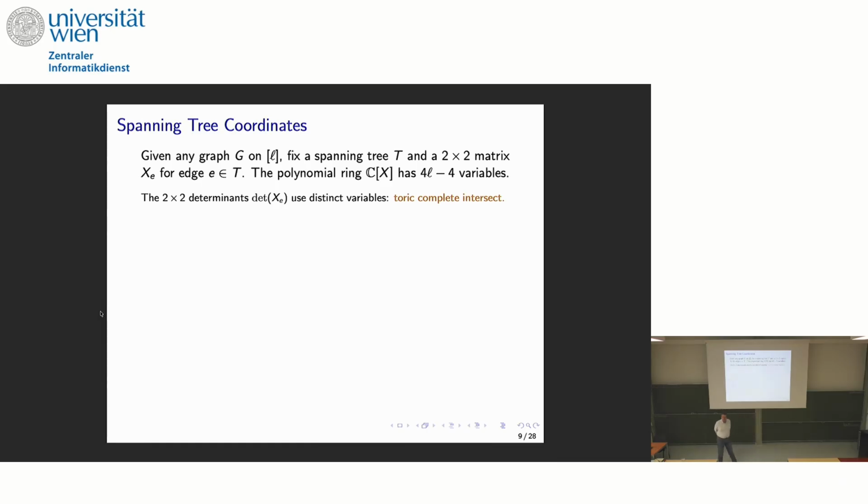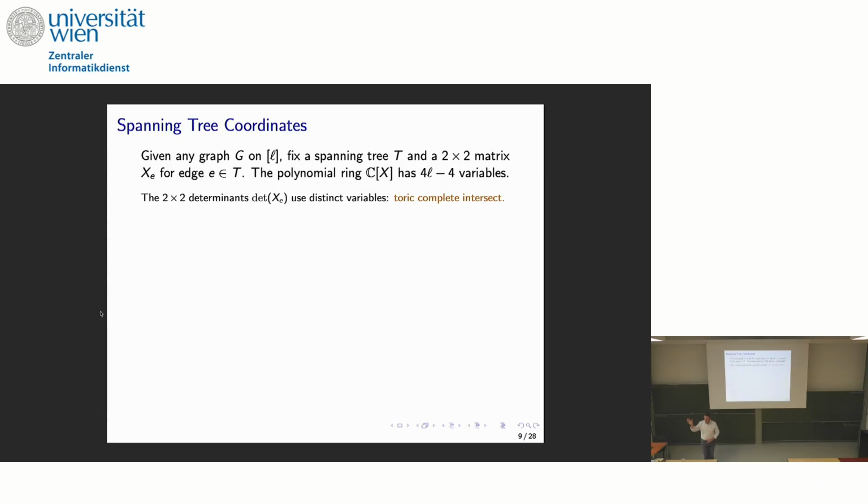Okay. Now, even faster is the following variant. We call this the spanning tree coordinate. So this we found to be the best way for symbolic computation. And it goes like this. Let's fix a graph G on 1 up to L, and let's assume it's connected. I have a connected graph on L vertices, and I pick a spanning tree T. And for each edge in the spanning tree, I introduce a 2 by 2 matrix XE of unknowns.